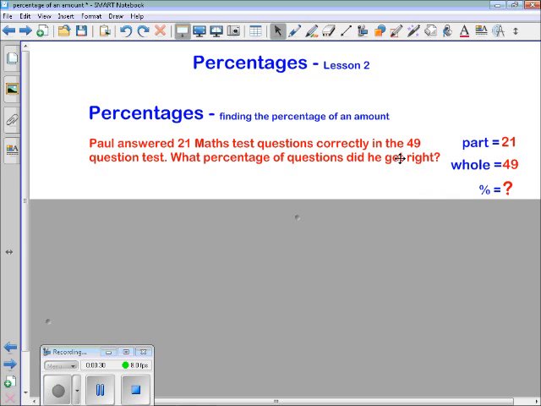So we decided that the part in this case was the 21 questions that he answered correctly. The whole, well, there were 49 questions in the test, and we needed to find out the percentage. So we had the part and the whole, and we were going to find out the percentage.